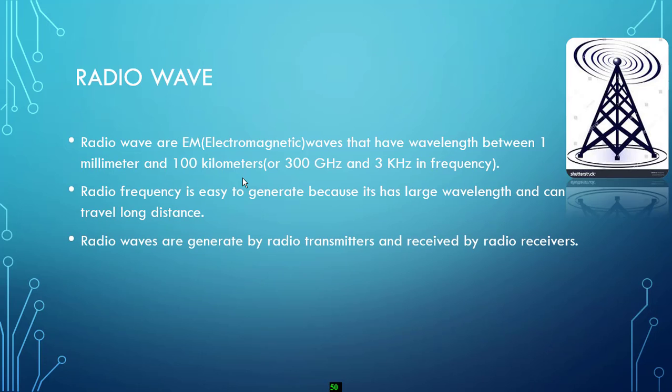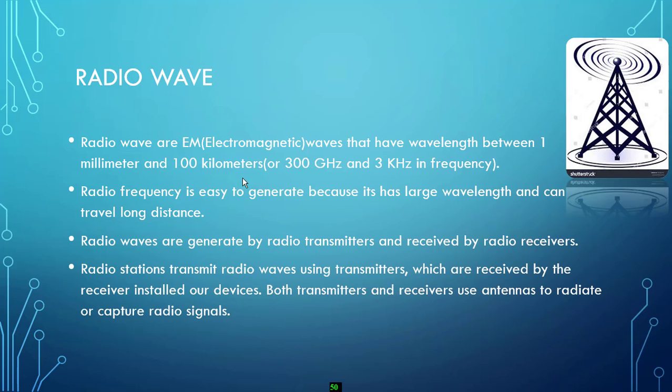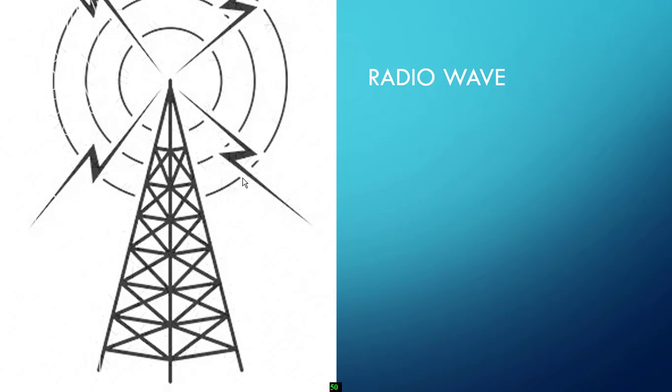Radio waves are generated by radio transmitters and received by radio receivers. Radio stations transmit radio waves using transmitters which are received by the receiver installed in devices. Both transmitters and receivers use antennas to radiate or capture radio signals. Means radio stations transmit radio waves using a transmitter. In our device, a receiver is there. The receiver catches the signals. This is an example of radio wave.